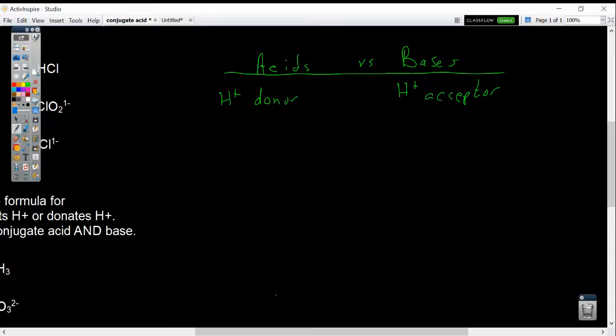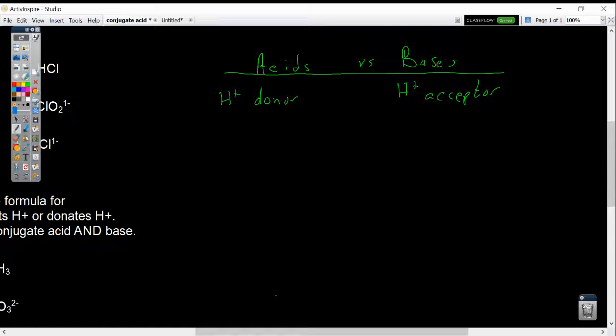Hey guys, it's Dr. Metis here, and I just want to do a quick little conversation with you about acids and bases and focus really on the conjugate pair issue of acids and bases. I wrote on here in the green, acids are H+ proton donors, bases are proton acceptors.